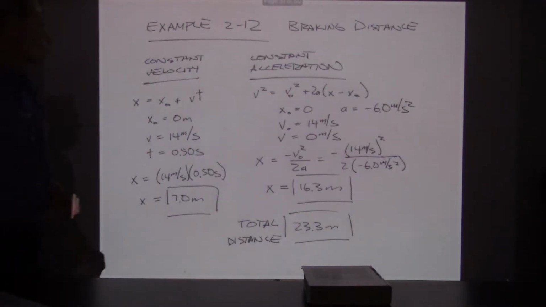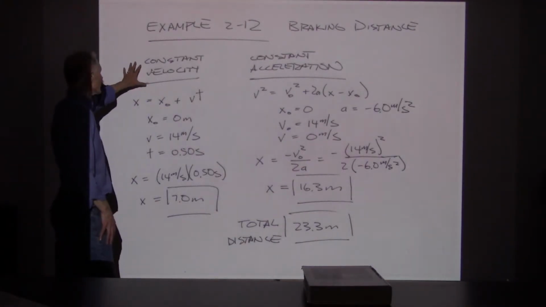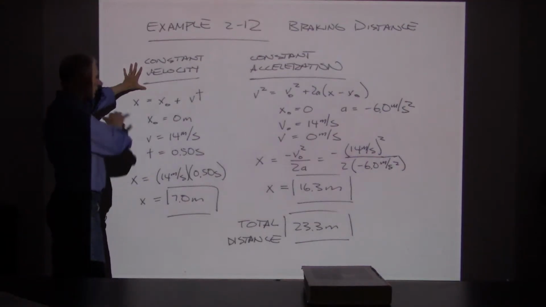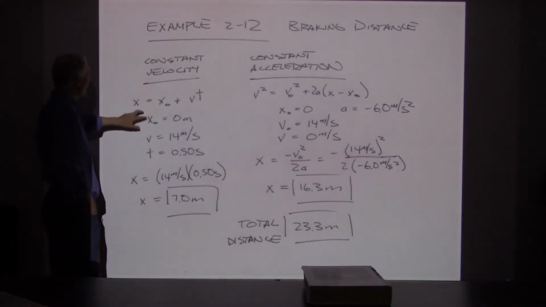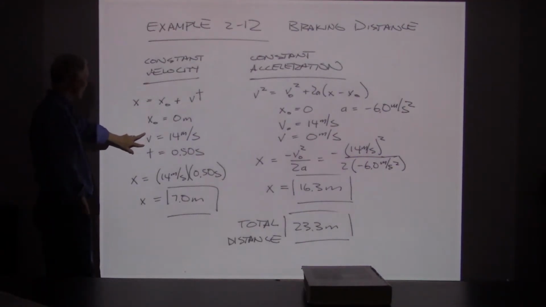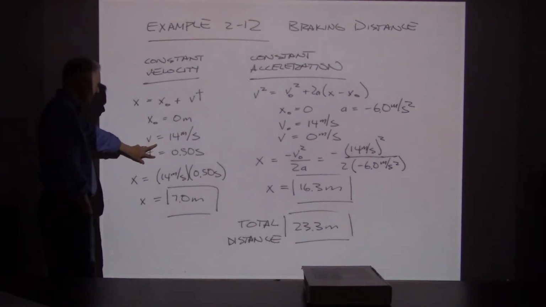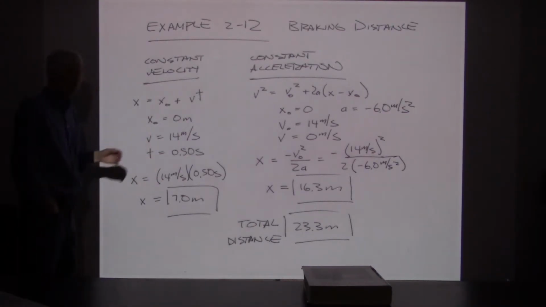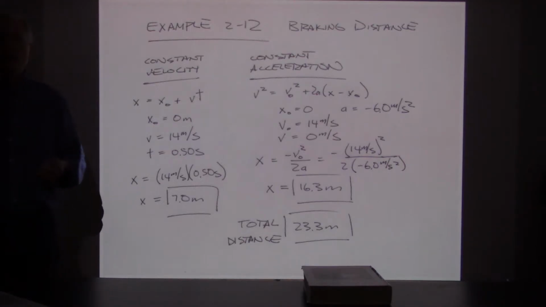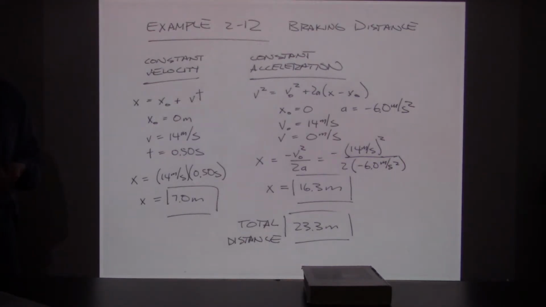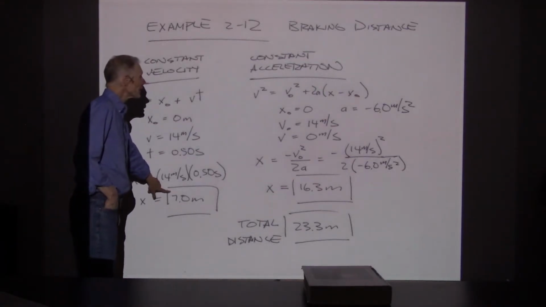So let's see what the numbers work out to be. Here is the constant velocity part of the problem, where the accelerations are all 0. X naught we're going to call 0. The velocity is 14 meters per second. The time here is 1/2 second. So we traveled 7 meters before we ever got the brakes put on. So 7 meters before the brakes went on.